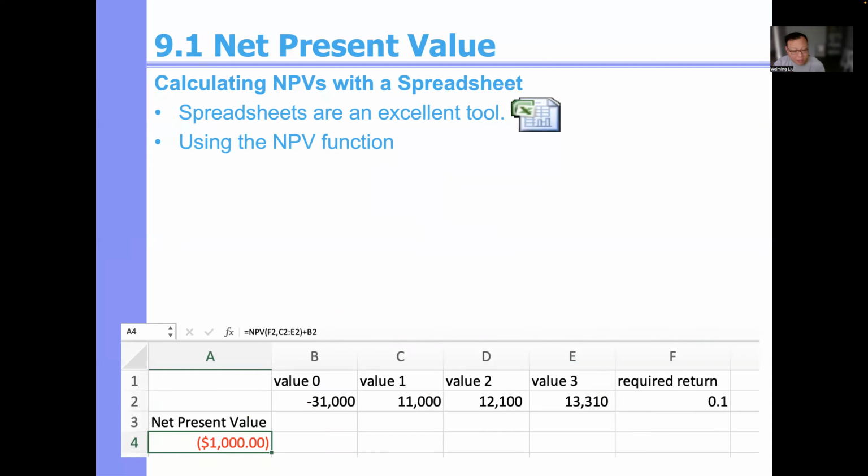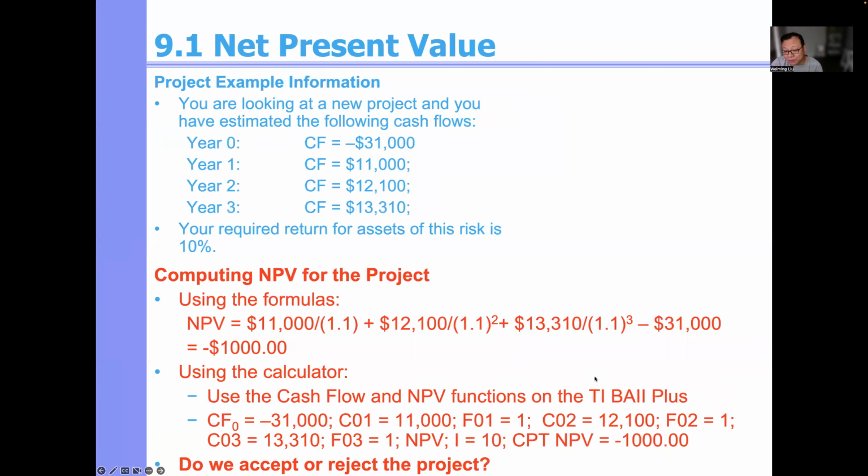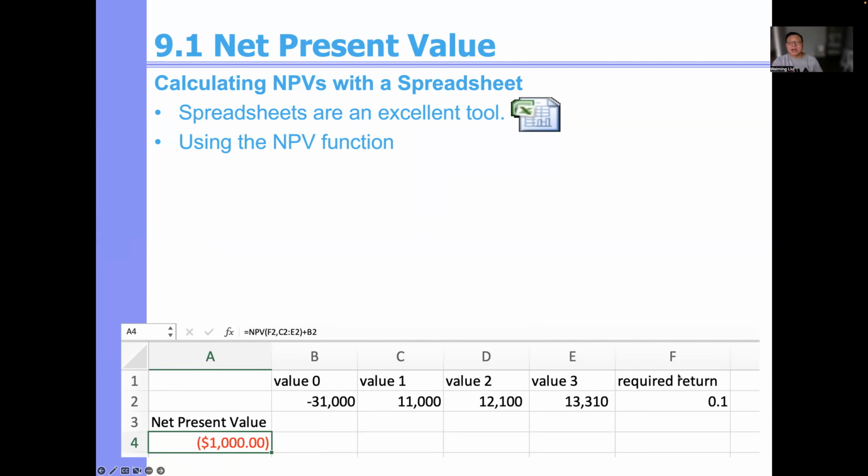So this picture is showing that value 0 is the initial investment, the present. And then you have value 1, the cash flow at the end of year 1, value 2 at the end of year 2, value 3 at the end of year 3. And the required return is 0.1. Now let's take a look at this formula here.